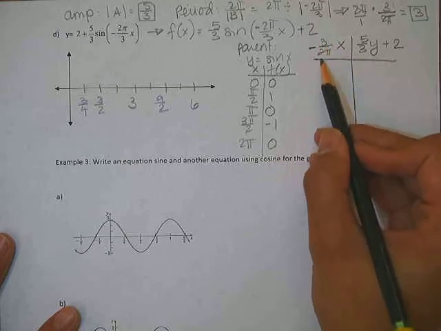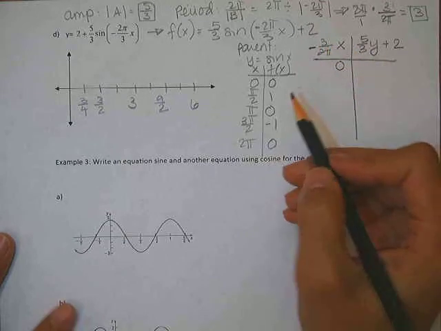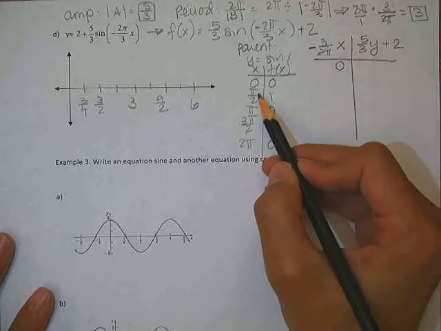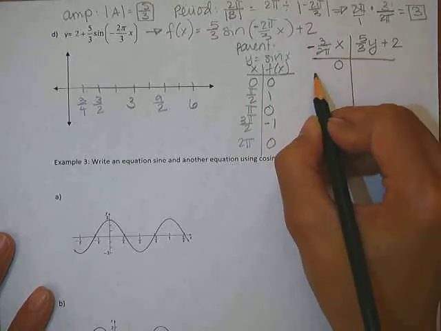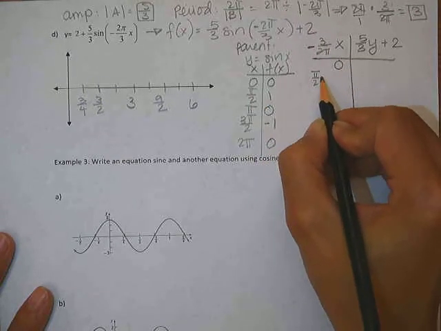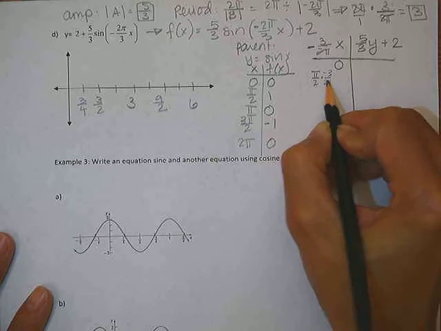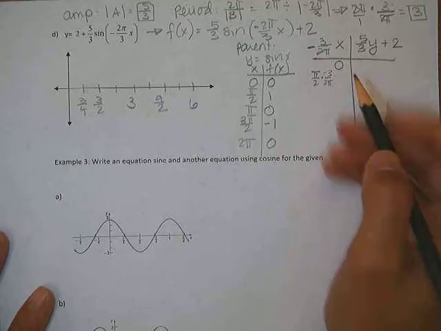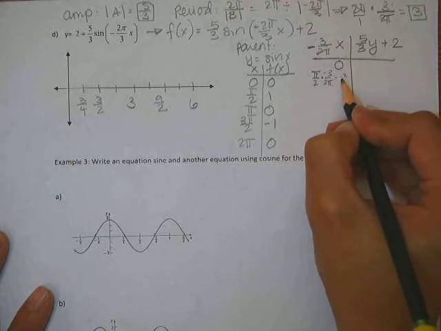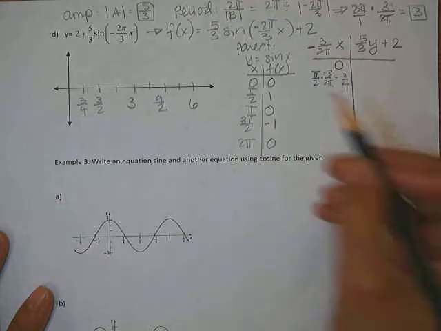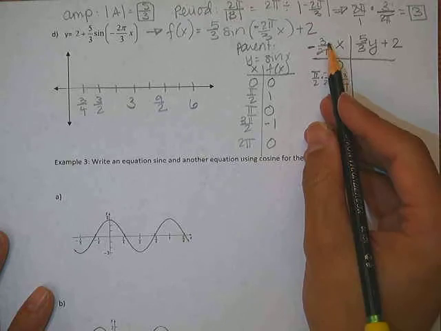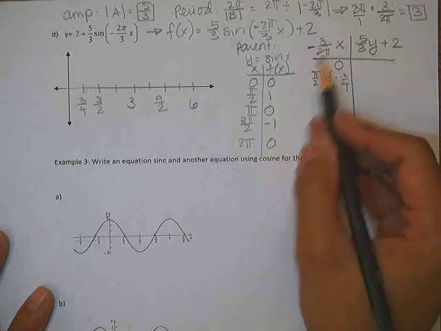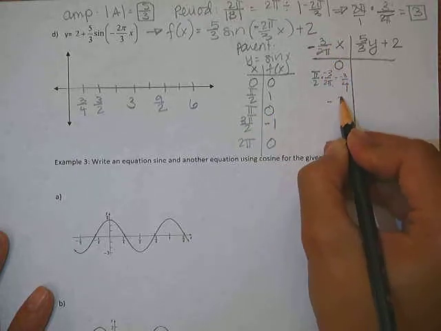0 times negative 3 over 2 pi is 0. Negative 3 over 2 pi times pi over 2. Let's write that over here. Pi over 2 times negative 3 over 2 pi. I know things will cancel. Pi and pi will cancel, so it becomes negative 3 over 4. Then pi times negative 3 over 2 pi: the pi and the pi will cancel, so I end up with negative 3 over 2.